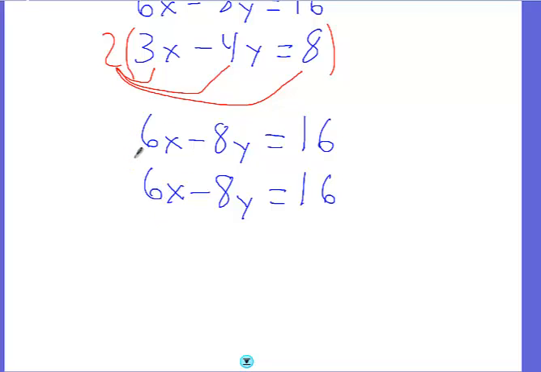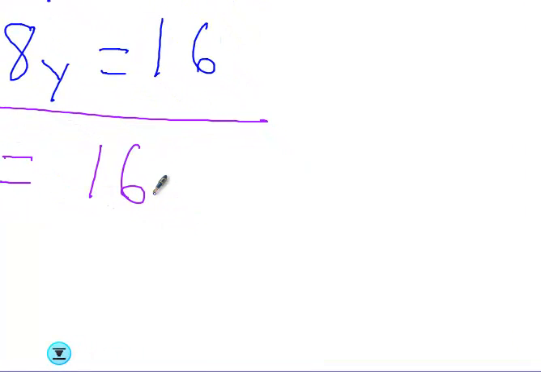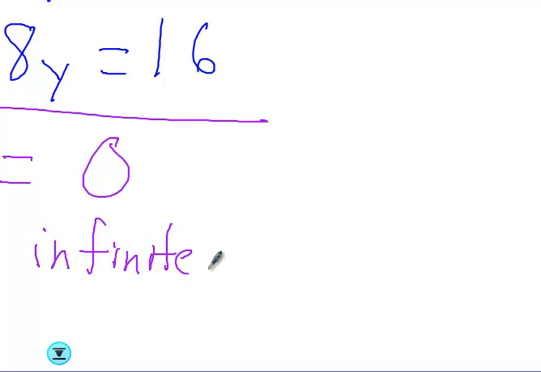We have a 6x and a positive 6x. In order to eliminate those or make it go to 0, you must subtract them since they're both positive. So 6x minus 6x is 0. Negative 8 minus a negative 8: when you subtract a negative, it becomes addition, so that's 0. 16 minus 16 is not 16, it is 0. So therefore, 0 equals 0. That's a true statement. So our answer is going to be infinite solutions.